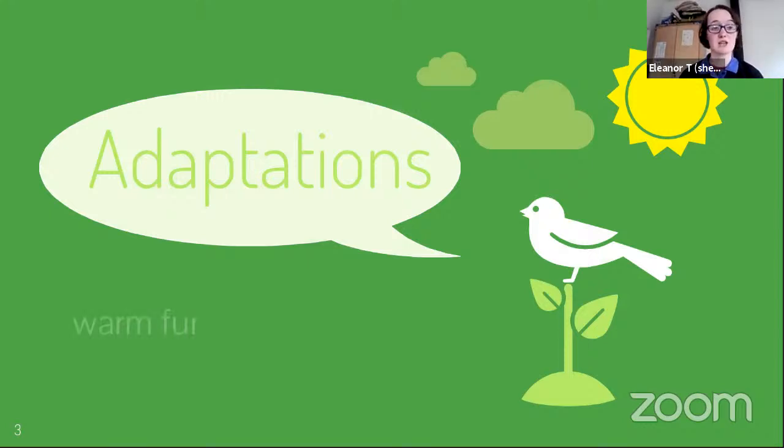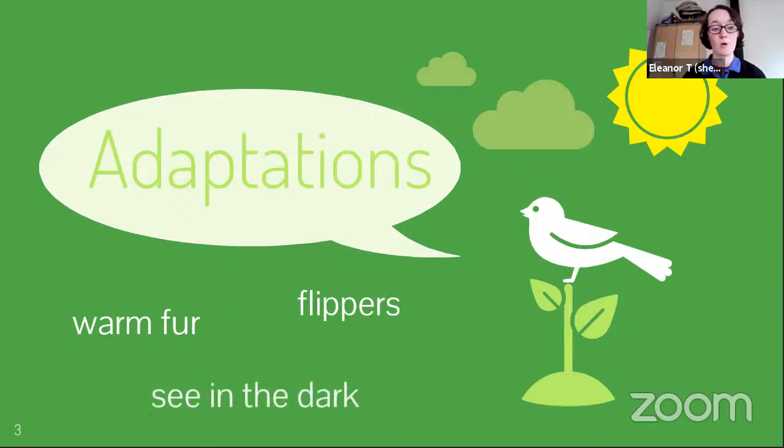So examples of adaptations in animals could be things like warm fur. If an animal lives somewhere cold, then it's useful for it to have warm fur so it keeps warm. Flippers, if you've got an animal that is amphibious, so lives partly in the water and partly on land, or completely in water. So like ducks, for example, have flippers to make them better at going through the water. Or seeing in the dark. So moles are an example of animals that live mostly underground. So they're really, really good at seeing in the dark. So all of these things are adaptations that animals have that make them better at living in their habitats.